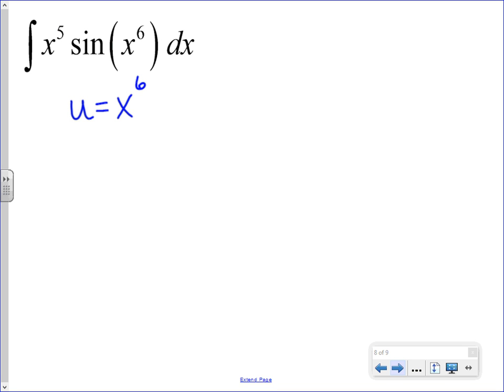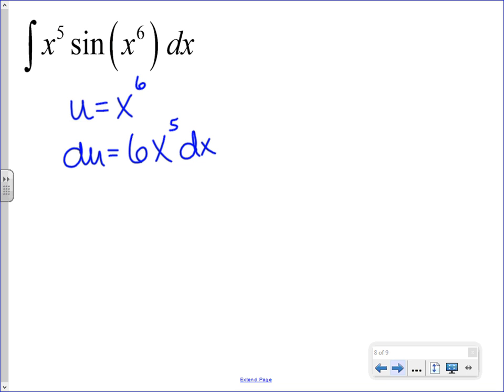And you're going to do enough of these problems that you should have some vision, right? What do you notice? Okay, so you notice that there is an x to the fifth, and you know that the derivative of x to the sixth is 6x to the fifth, right? So you know we're going to be able to keep going with it, right? Because what the derivative of u is, we have left over in our integral, okay?